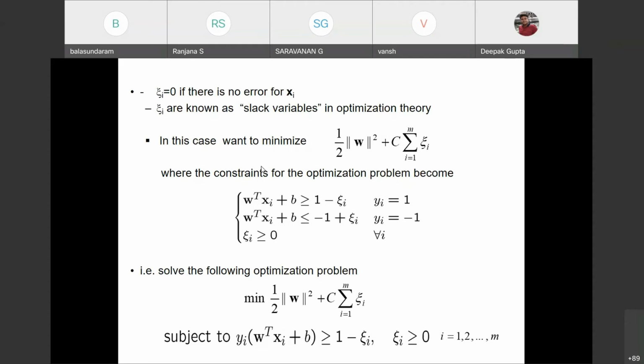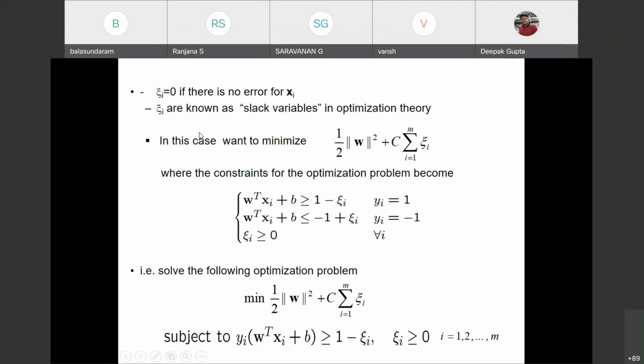maximize the margin, which is equivalent to minimizing the norm of w squared, one by two times the norm of w squared, which is the first term here. Not only that, now plus you have a constant times the sum of the penalties we are computing. This particular sum, the sum of the errors, these are penalties, also we wanted to minimize. So we have a minimization problem.